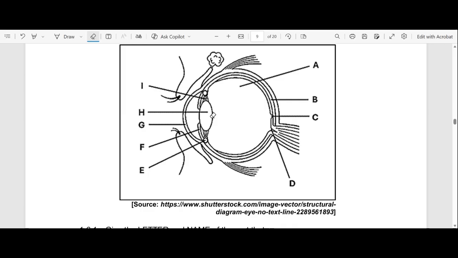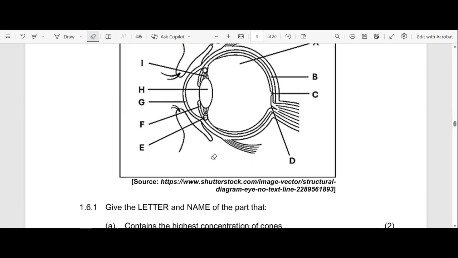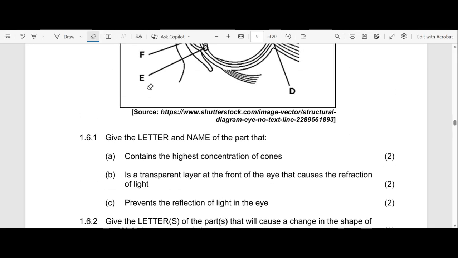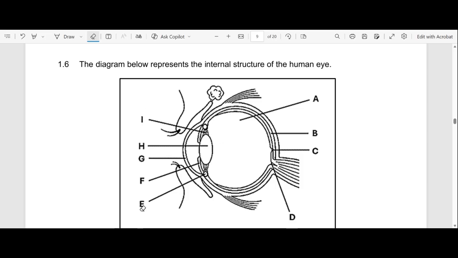So these are all the parts that are involved in accommodation. Remember, what is accommodation? Accommodation is the ability of the eye to alter the shape of the lens in order to focus on a close by or distant object. Does that make sense? Okay, so H, they already gave us H here, so there's no need for us to include H, right? So we're just including I, which is our suspensory ligament, and E, which is our ciliary muscle.